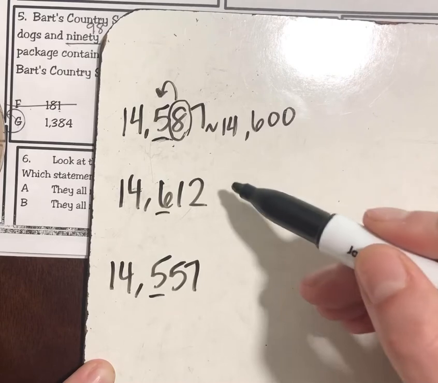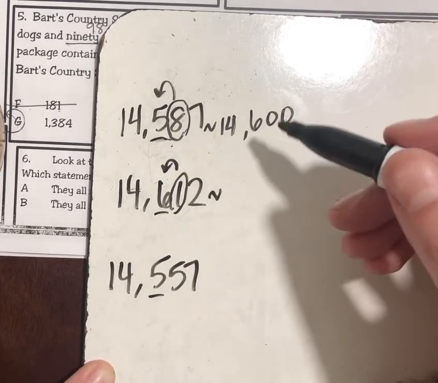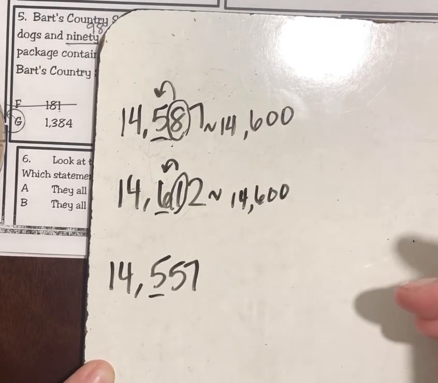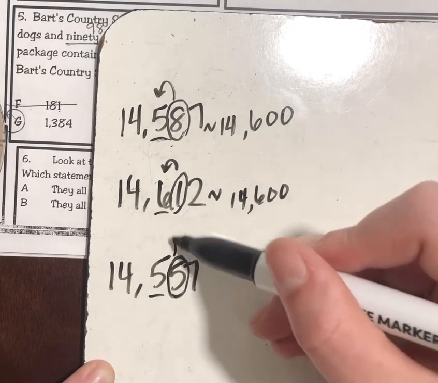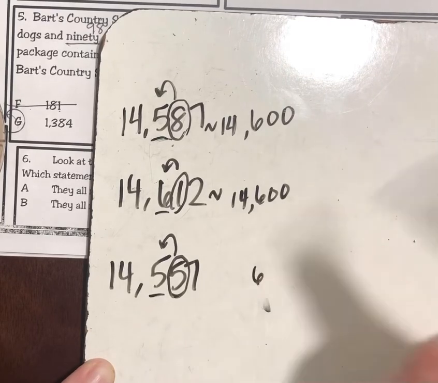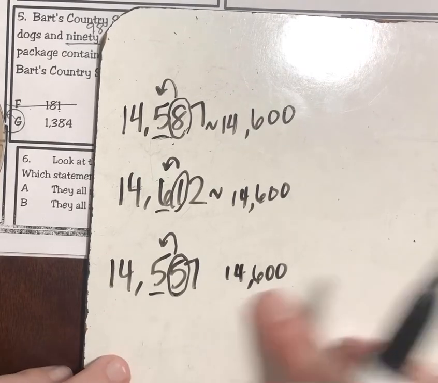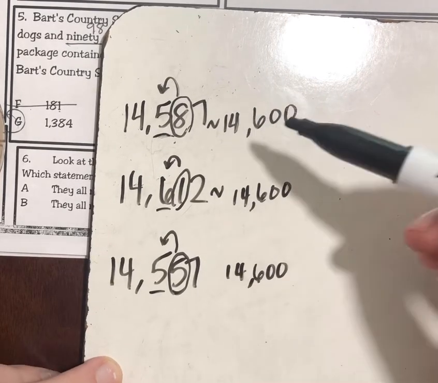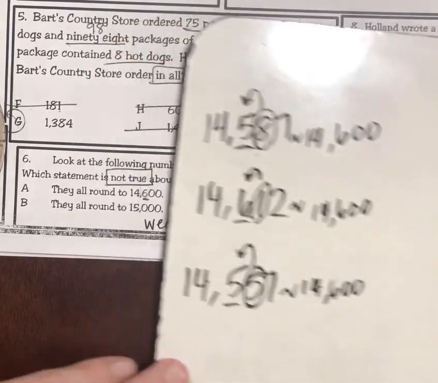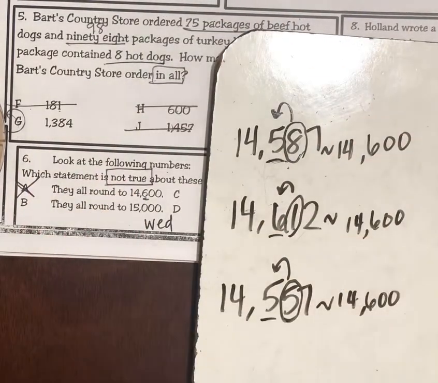Okay, so far so good. That 1 tells that 6 to stay the same, so that's 600, and then the 14 stays the same. And then this 5 tells that 5 or more up the score, so that 5 turns to a 6, and then everything after that turns to zeros and everything before it stays the same. So far, all of our numbers round to 14,600. So A cannot be our answer because we're looking for the one that's not true.